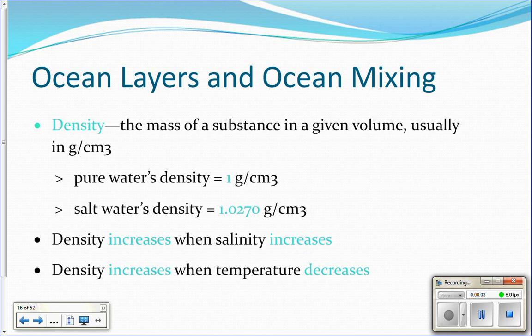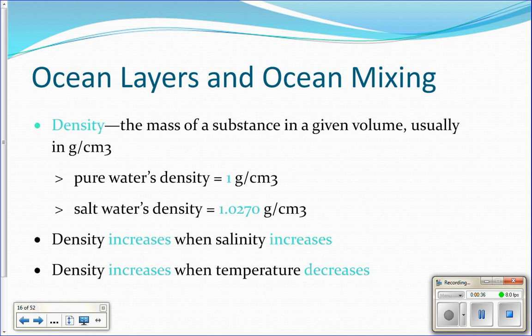The ocean can be separated into separate layers, and we actually separate those layers of the ocean by their density. Density, if you remember from earlier in this unit, is the mass of a substance in a given volume. Usually we measure that in grams per cubic centimeter. The density of pure water, if it was fresh water, would be 1 gram per cubic centimeter, whereas saltwater's density is 1.027 grams per cubic centimeter.